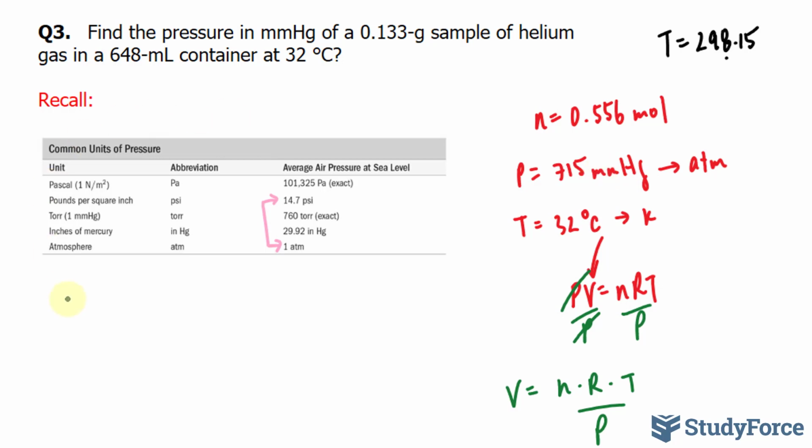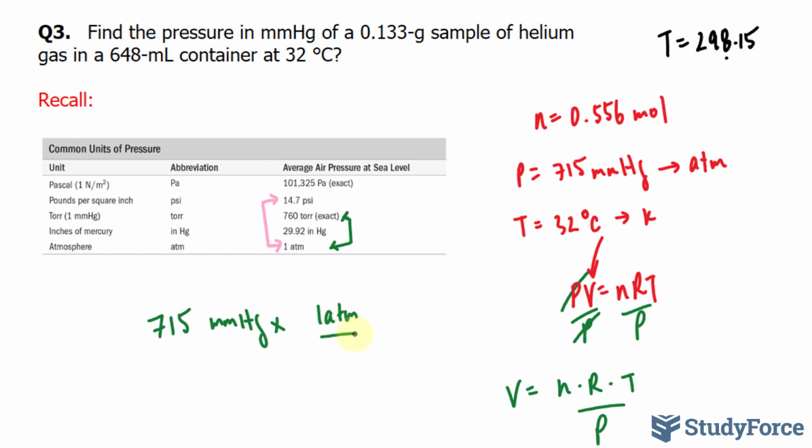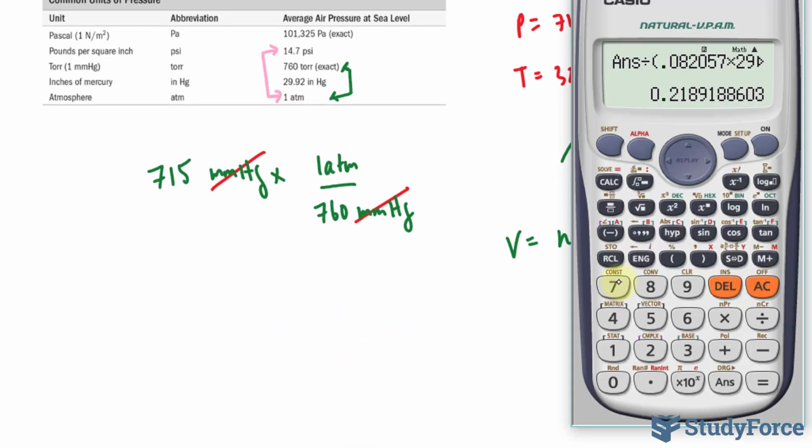For that, I'll use this table of common conversions. And notice that 1 ATM is equal to 760 torr, where 1 torr is equal to 1 mmHg. So I'm going to take 715 mmHg and multiply it by 1 atmosphere over 760 torr, or if you want, write down mmHg. Notice that this unit and this unit will cancel out harmoniously. Let's go ahead and figure this out.